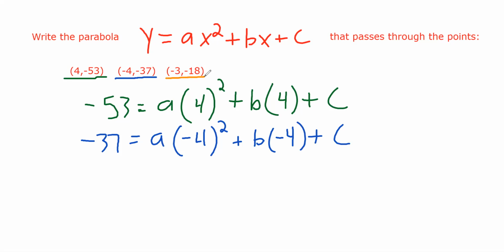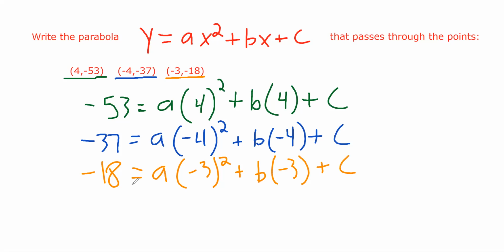And then finally, in orange, this third point that we have here, x value of negative 3, y value of negative 18, plug those x and y values into the basic form of a parabola. You're going to have negative 18 for y equals whatever A is times negative 3 squared plus whatever B is times negative 3 plus whatever C is.